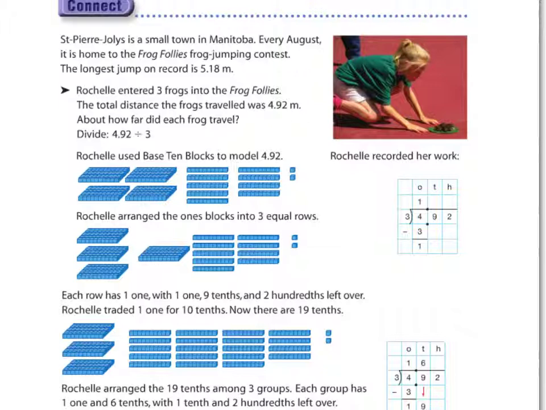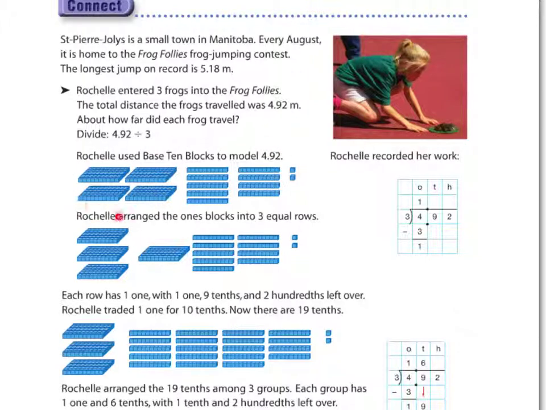We have a small town in Manitoba, and every August there is a frog jumping contest. The longest jump on record is 5.8 meters. So here we have Rochelle, who entered 3 frogs into the frog jumping contest. The total distance the frogs traveled was 4.92 meters, or 4 92/100ths of a meter. How far did each frog travel? So we need to divide.